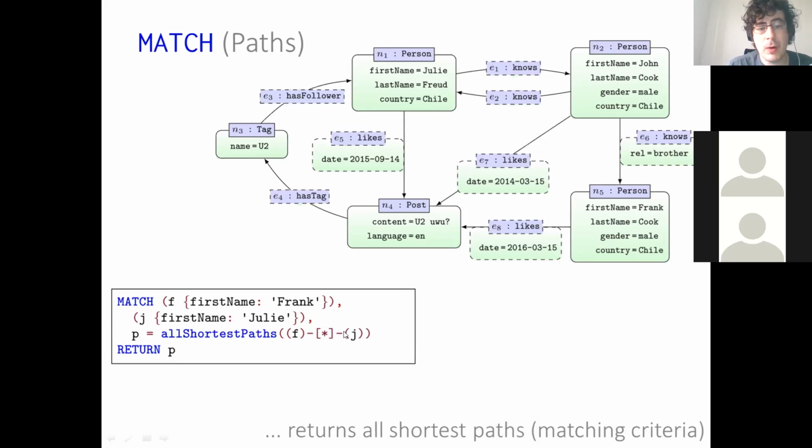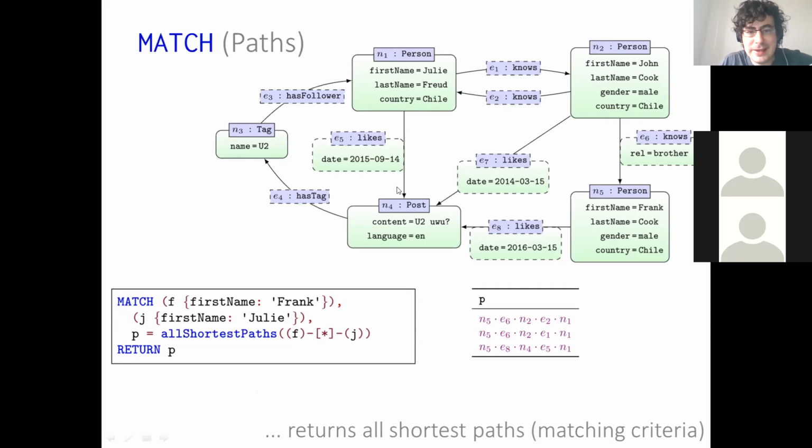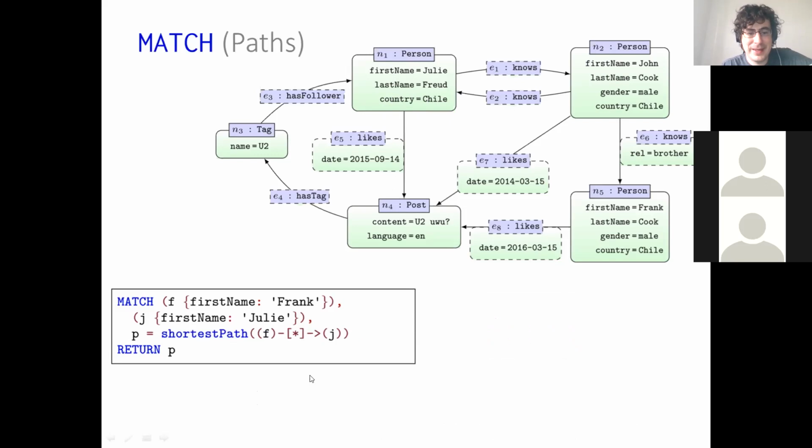If we want to return all of the options for the shortest paths, then we can use all shortest paths, and we would get the full list of the three paths: N1, E1, N2, E6, N5; N1, E2, N2, E6, N5; and N1, E5, N4, E8, N5. They all have the same length. So we can also query for paths, and we can even query for shortest paths, for example.